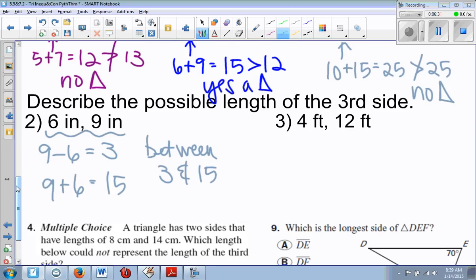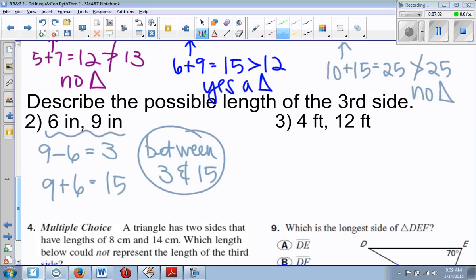Now, that means I could have 4 as the third side length, or 5, or 6, or 7. I could go all the way up to 15. Now, here's the deal. Can I use 15 as a third side? The answer is no. It can be anything between 3 and 15. So 3.1 would work. 14.9 would work. But 3 would not. 15 would not.